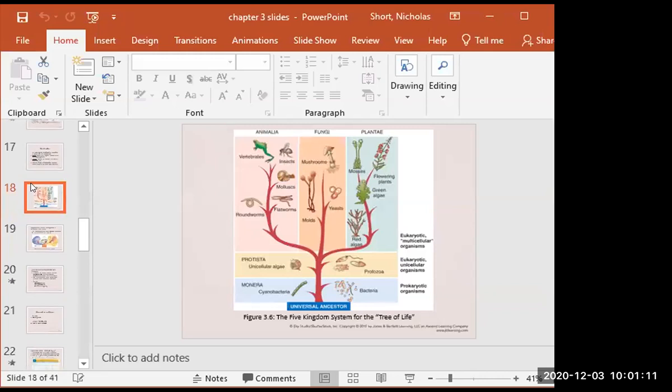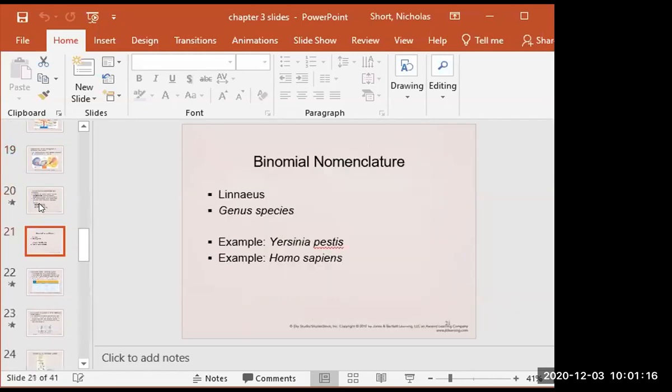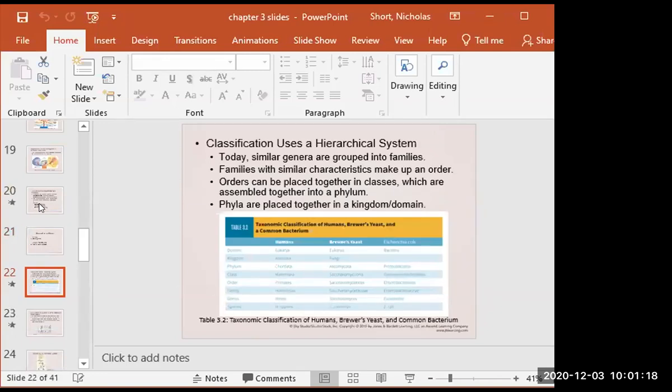So the organization of life is a part of this. We have the domain, kingdom, down to species level. So most inclusive being the domain, the most exclusive, or we could say the least inclusive, the most specific, is a species.